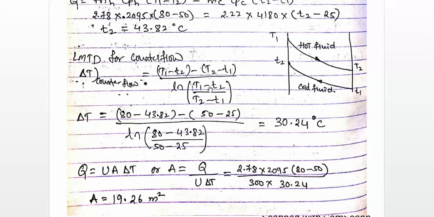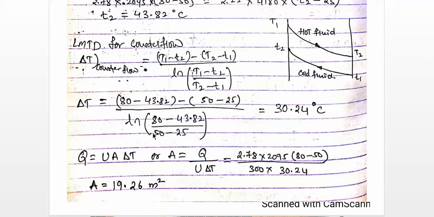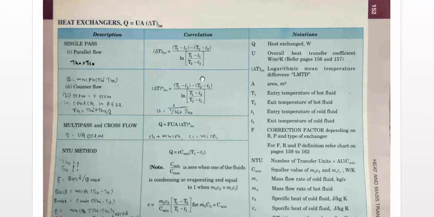Now to calculate this area, we need this delta T for counterflow heat exchanger. So the expression for this delta T for counterflow heat exchanger, as you can see, LMTD for counterflow heat exchanger is given by this equation. So this equation is already there in your data handbook. So this is the equation.